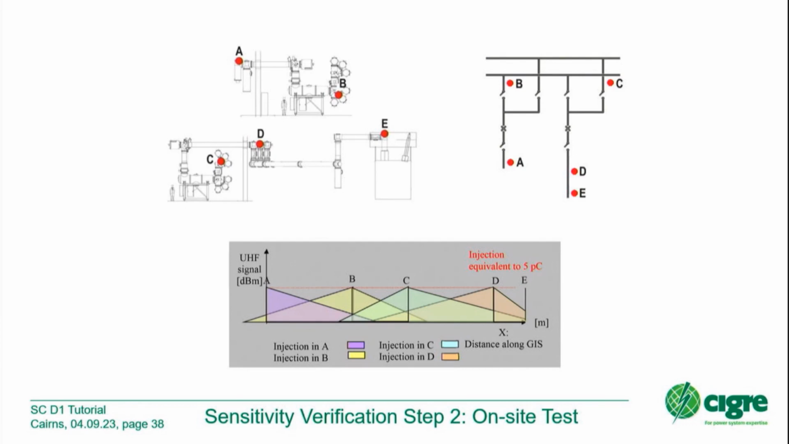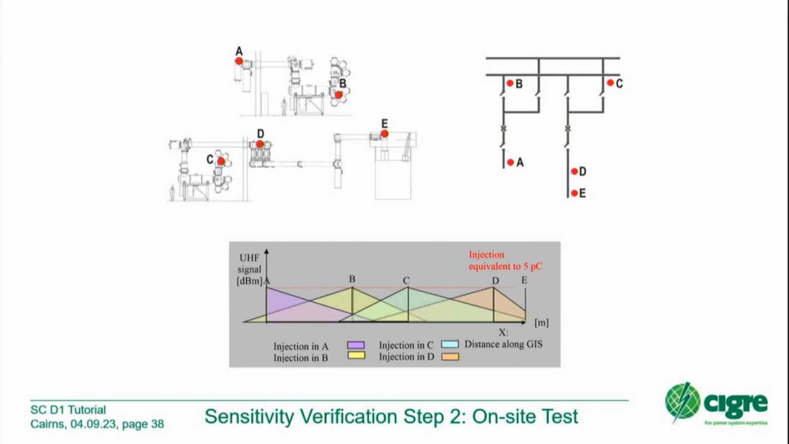We came up in the technical brochure with a simplified UHF attenuation profile, which is shown here on the bottom. On the y-axis, we have the UHF signal. On the x-axis, we have the location of the different couplers, the length of the GIS. The point is, if we inject at center A, the signal will attenuate and lose magnitude on its way inside the GIS, but at center position B, you see we are able to capture a signal.